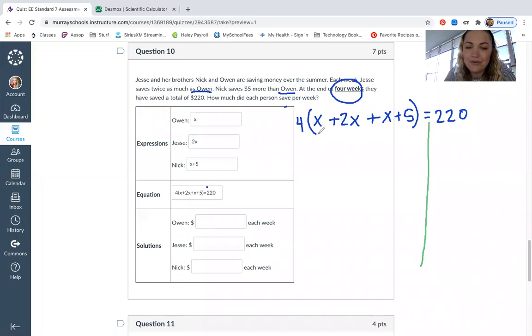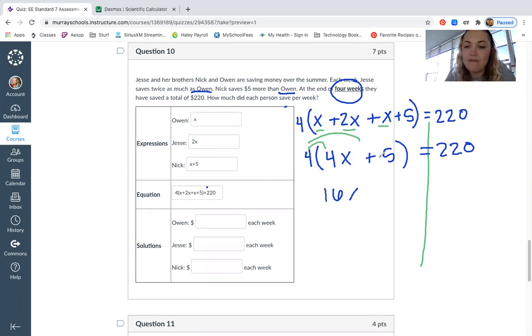Okay, so let's combine some like terms in here. X plus 2X plus X. I'm going inside the parentheses. I still have a 4 out there, but X plus 2X plus X is 4 X's. And still plus 5 equals 220. Okay, now I can distribute my 4 to everything in those parentheses. So 4 times 4X is 16X. 4 times 5 is 20 equals 220.